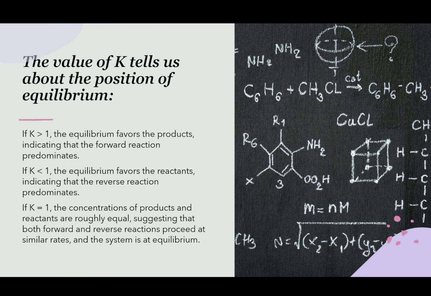So looking at this now, if K is greater than 1, then the equilibrium favors the products, indicating the forward reaction predominates. If K is less than 1, then the equilibrium favors the reactants, indicating that the reverse reaction predominates. If K is equal to 1, the concentrations of products and reactants are roughly equal, suggesting that both forward and reverse reactions proceed at similar rates and the system is at equilibrium. Everything makes sense so far, guys?